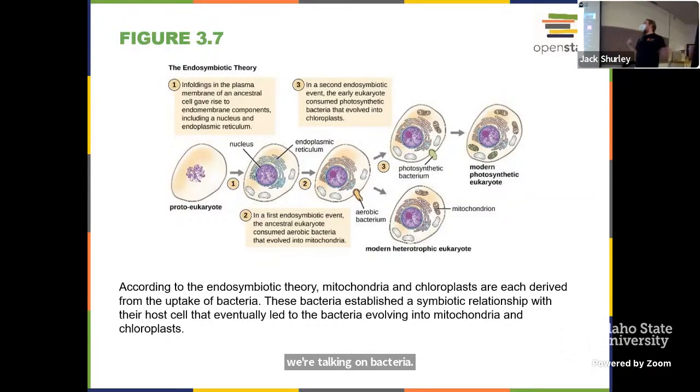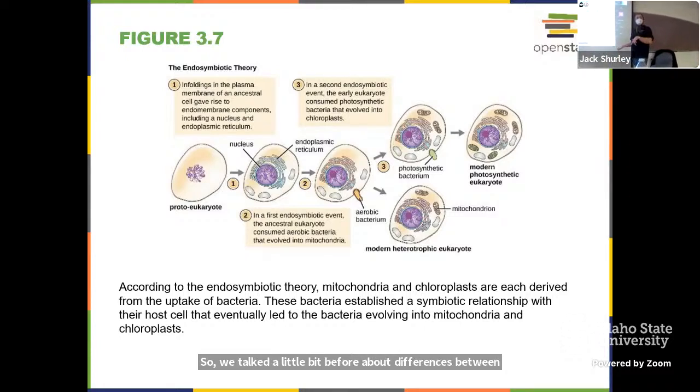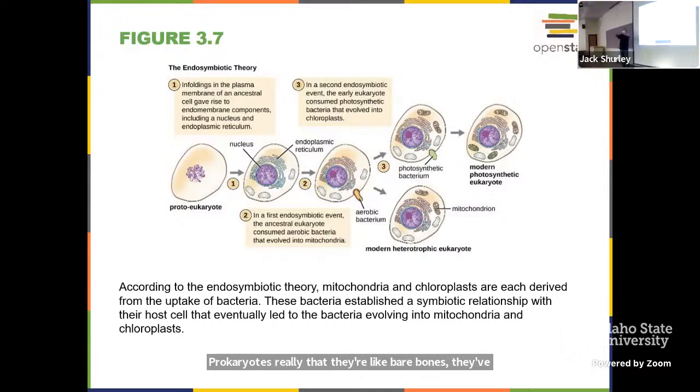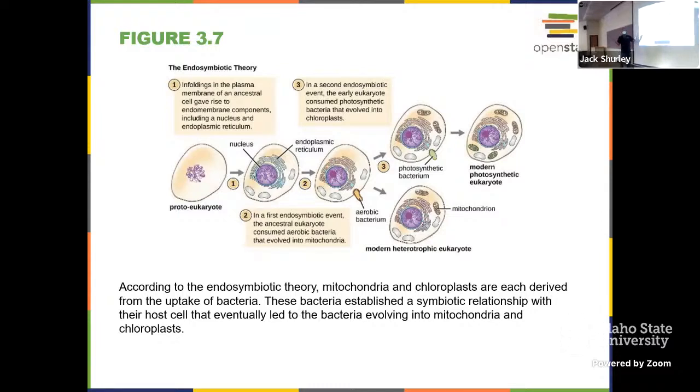So we talked a little bit before about differences between prokaryotes and eukaryotes. And the prokaryotes really, they're like bare bones. They've got nucleic acid and their shell, a plasma membrane and a cell wall. They've got the enzymes and structures needed to acquire nutrients and to replicate, but they're not all partitioned off in separate regions. Eukaryotic cells are larger and partition these roles within the cell, and that's what we're looking at here with multiple things, right?